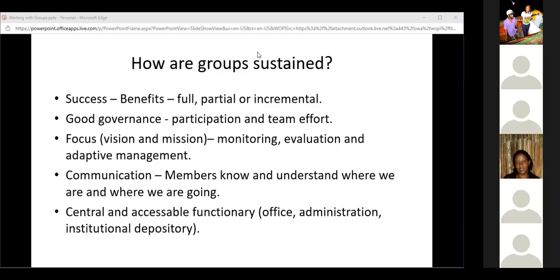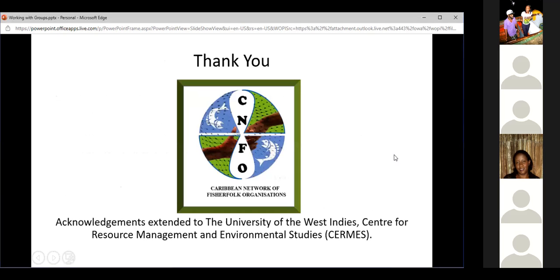And so these pillars are very important in order for us to sustain groups. Like I indicated in the beginning, we have different types of groups that fall under the CNFO umbrella. We have different types of fisher organizations. Our structure in terms of an organization, in terms of a group, is not rigid.